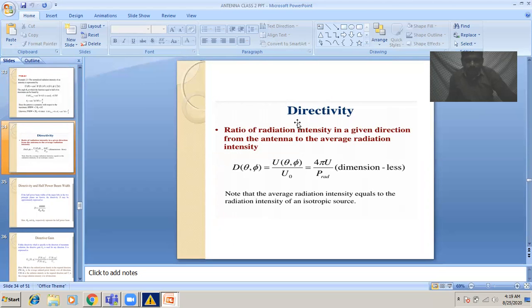And this is the directivity. So already it is defined. What is directivity? It is nothing but the ratio of the radiation intensity in a given direction to the average radiation intensity. The expression is radiation intensity, given by U of theta comma phi, divided by average radiation intensity. So average radiation intensity is generally the radiated power divided by 4 pi. That means P-rad divided by 4 pi in the denominator. So that the 4 pi will be coming to the numerator. So therefore 4 pi into U by P-rad.